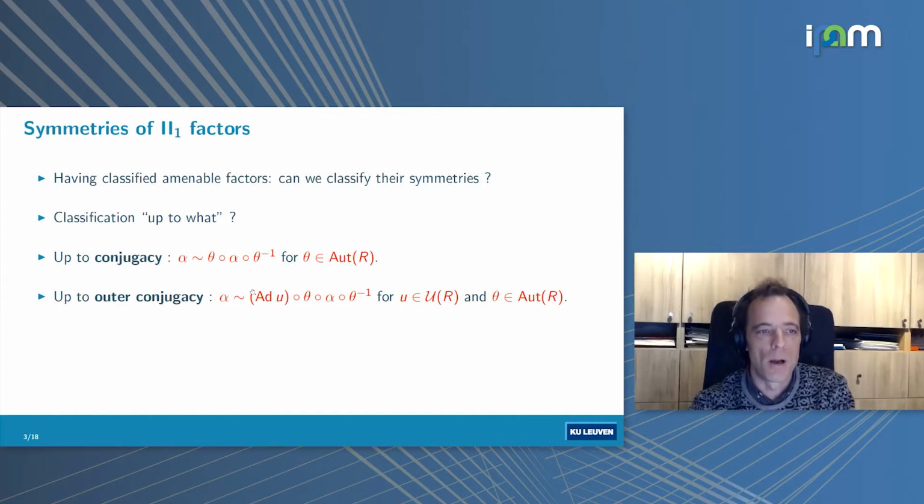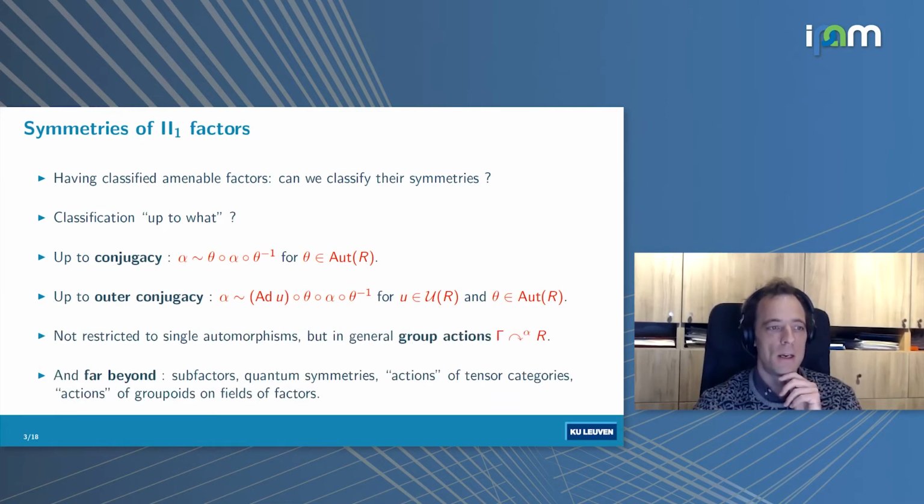An automorphism alpha is then considered similar or the same as the conjugated automorphism, which are on top of that allowed to be perturbed by a so-called inner automorphism. So every unitary of the hyperfinite II_1 factor defines an inner automorphism Ad(u). And if I consider these two as the same, then we call this classification up to outer conjugacy.